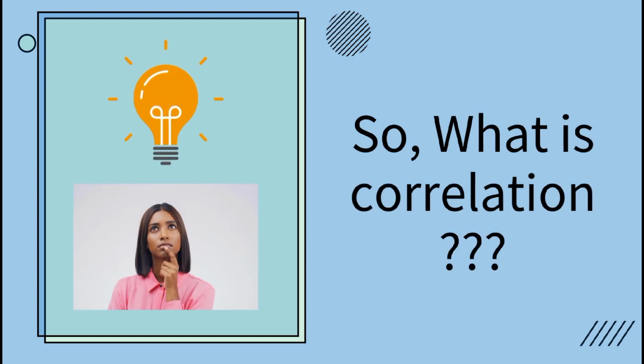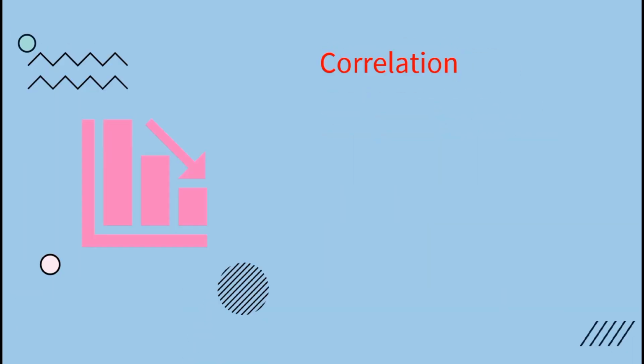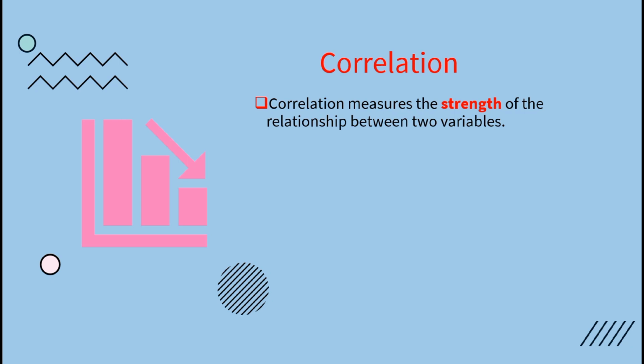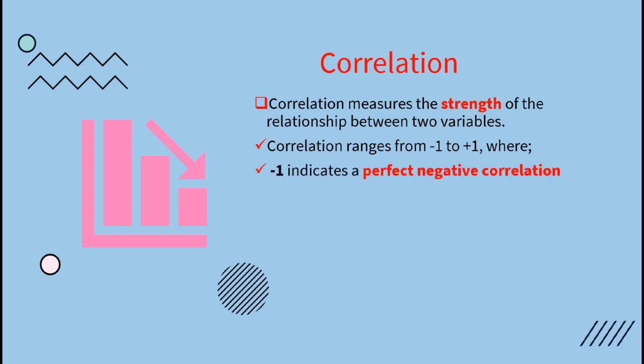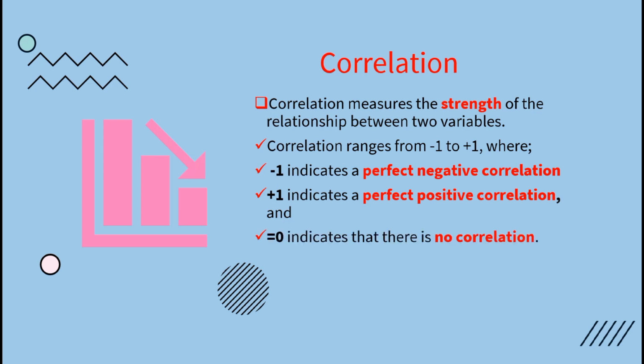So, what is correlation? Correlation measures the strength of relationship between two variables. It ranges from -1 to +1, where -1 indicates a perfect negative correlation, +1 indicates a perfect positive correlation, and 0 indicates that there is no correlation.